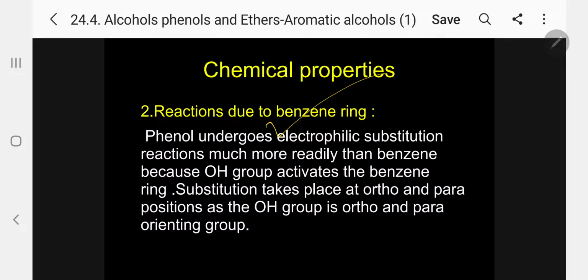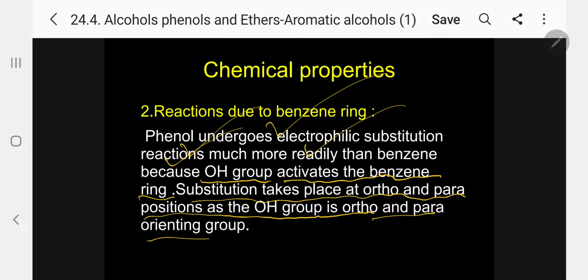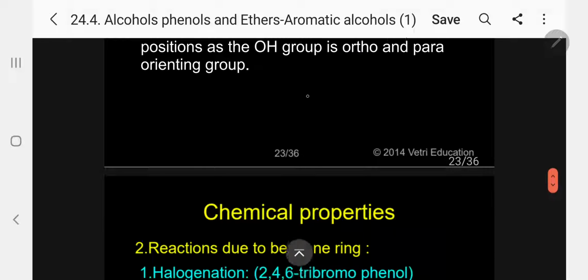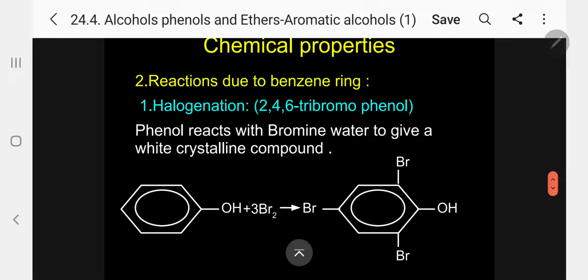So, phenol undergoes electrophilic substitution reaction much more readily than benzene because of the OH group, which activates the benzene ring. That's why it is activated. Substitution reaction takes place at the ortho and para positions as the OH group is an ortho and para orienting group. Kindly follow. So two ortho and one para positions are available. Let me take a specific example now.